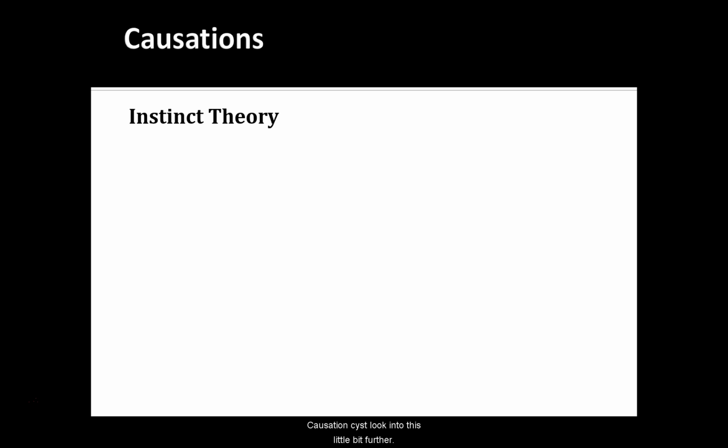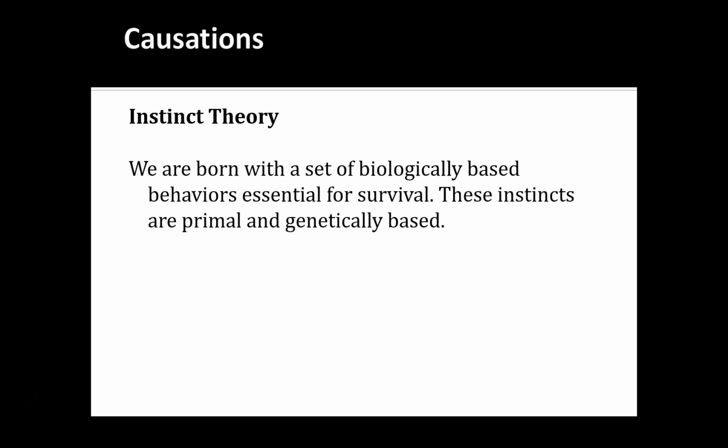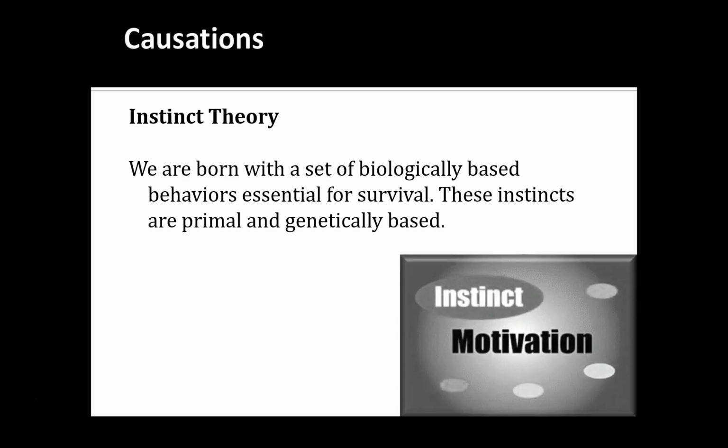So, causations. Let's look into this a little bit further. Instinct theory. We are born with a set of biologically based behaviors essential for survival. These instincts are primal and genetically based. So we're born with a set of codes, a set of chromosomes, and digging down even deeper, uncovering the layers like an onion, we are set. We are set when we're born. This is who we're going to be and how we're going to be, based on instinct theory.